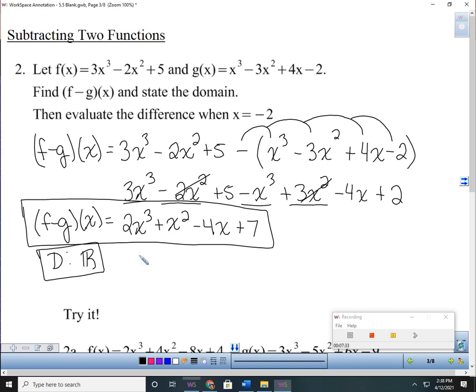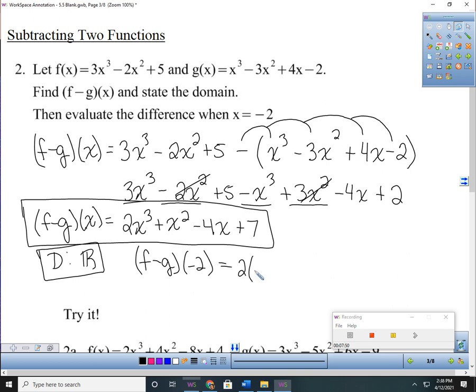All right, and last but not least, we're plugging in negative 2. So we have f minus g of negative 2 is equal to 2 times, and then we're plugging in negative 2 everywhere we have an x. And remember, it's really important to put those parentheses around there when you plug in. It's not needed on all of them, but it is needed on some. And that ends up giving you 3.